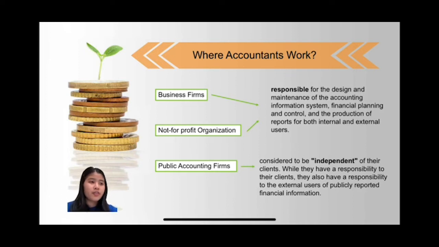We also have to make financial planning and control and stuff. Meanwhile, in public accounting firms, we have to be considered as an independent person, meaning we do not get influenced from other parties, and we also have a responsibility to our clients, and of course we have a responsibility to the external users of publicly reported financial information. So actually the main difference here is that when we work in public accounting firms, we have to make sure that we become an independent person.